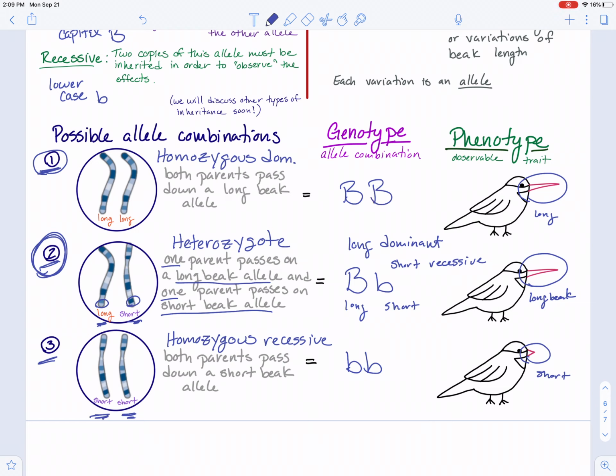So genotype is our allele combination. So this bird got long. Being a heterozygote just means you got one of each. So it got a long and a short. And homozygous recessive means it just got both recessive traits. So in this case, that would be short.